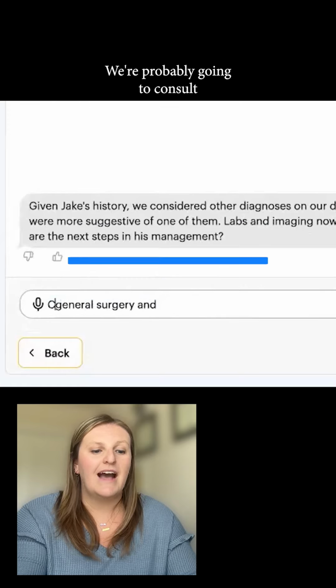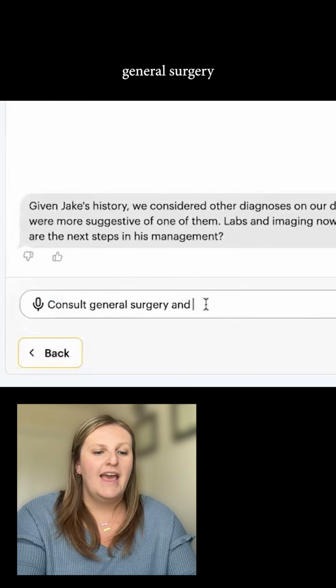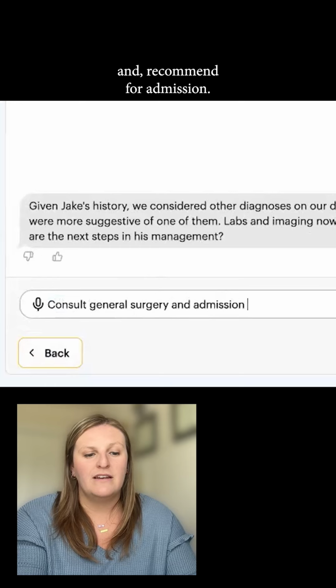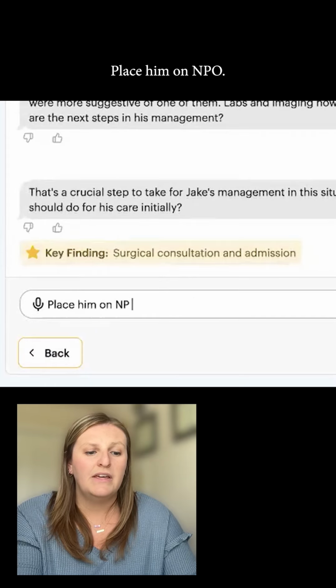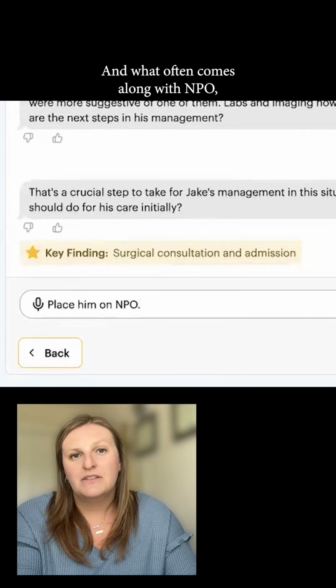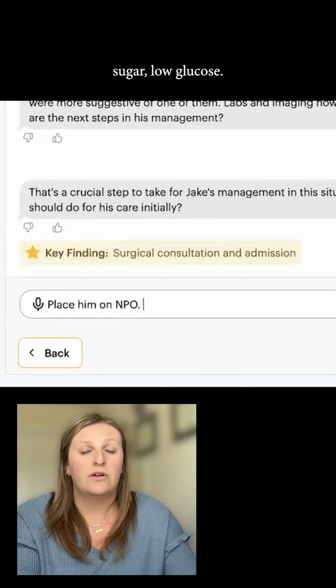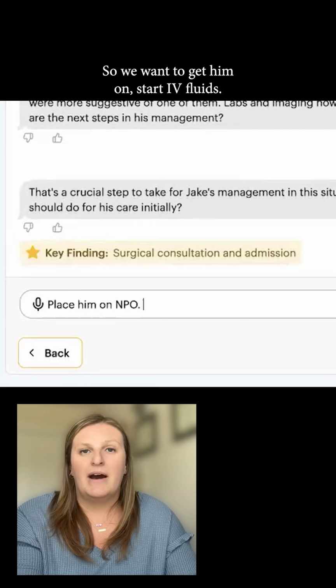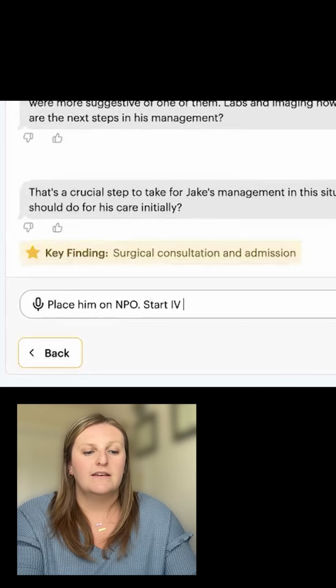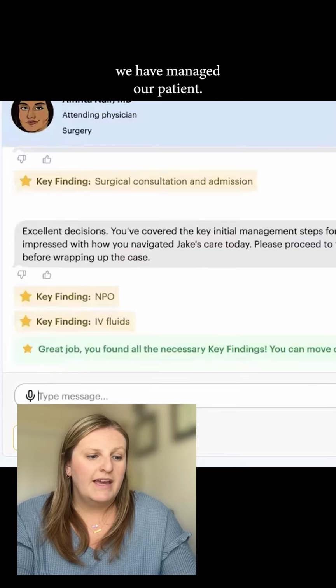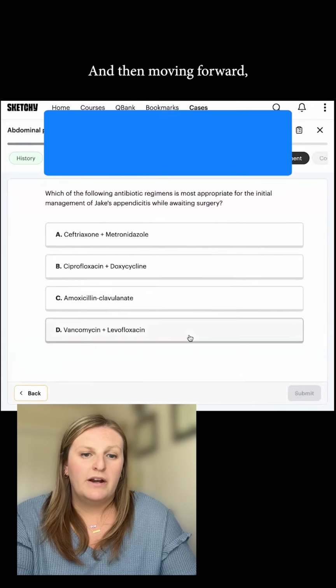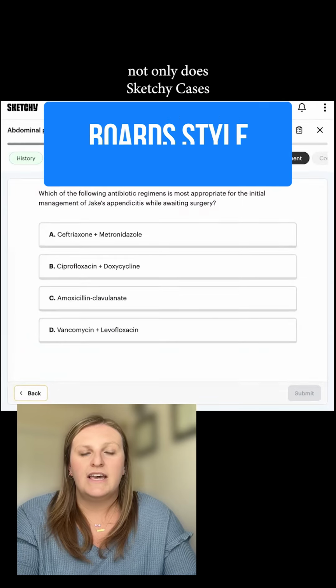So moving forward into the management, we're probably going to consult general surgery and recommend admission. Place him NPO, and what often comes along with NPO, we will sometimes see dehydration and low glucose, so we want to start IV fluids. So it looks like we have managed our patient.